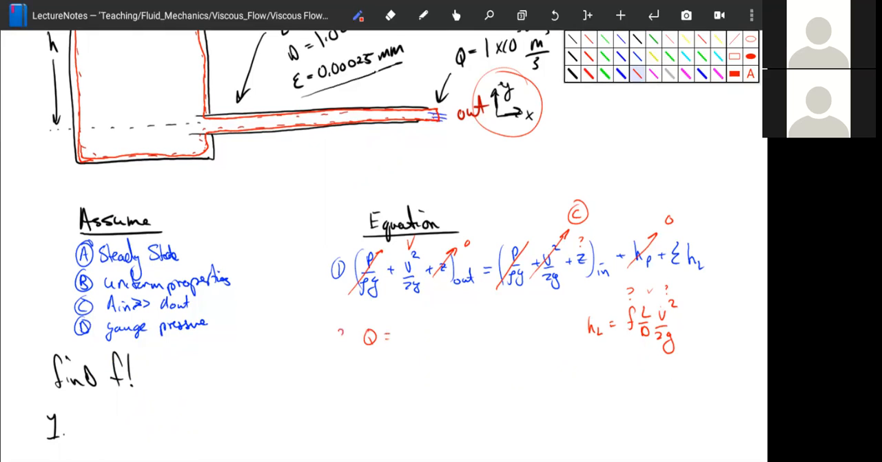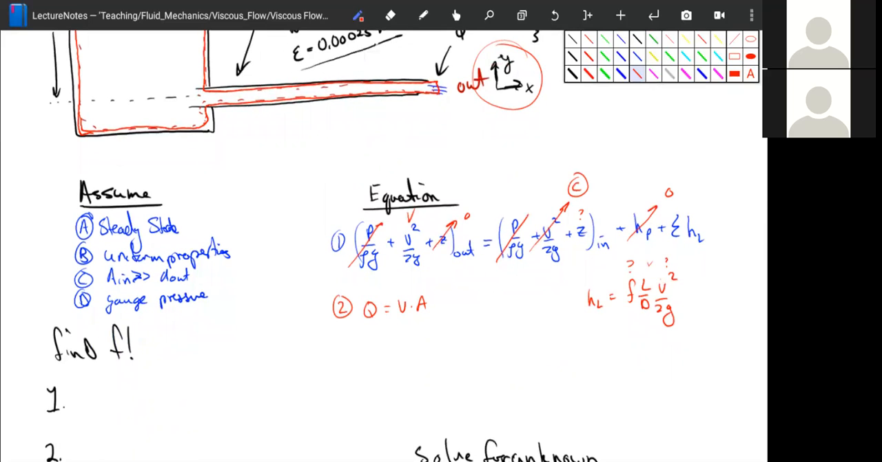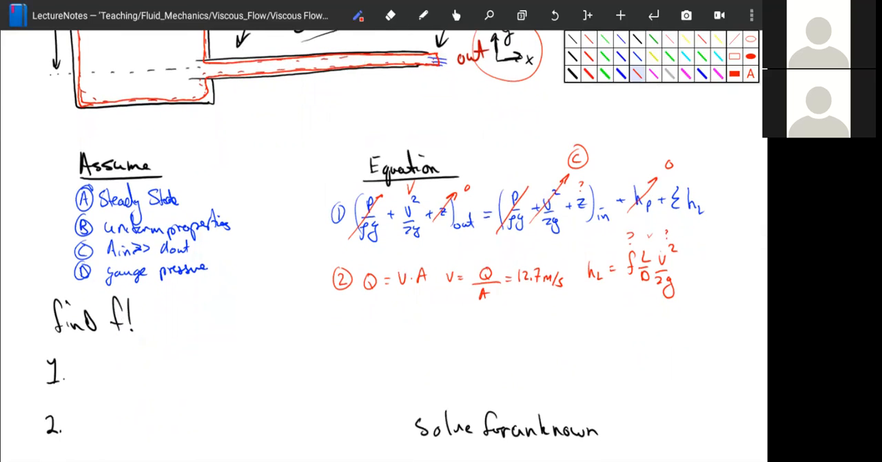Q is equal to, this is equation 2, Q is equal to V times A. Our flow rate is equal to our velocity times our area. So our velocity is going to be equal to our flow rate divided by our area, and that is going to be equal to 12.7 meters per second. Excellent. So now we have our V out, and we have our V for our head loss. And note that this V for our head loss is the velocity within our pipe. Sometimes we'll have multiple pipes, with different V's for our different head losses.